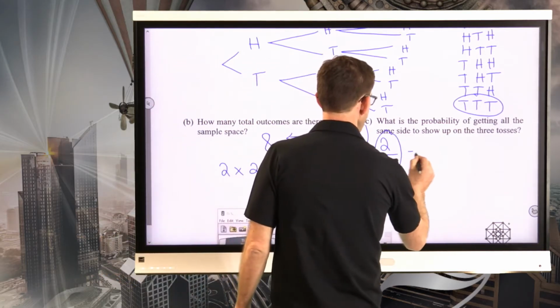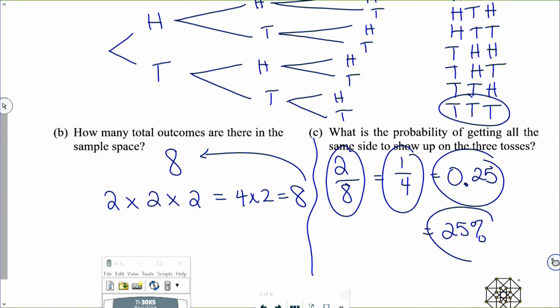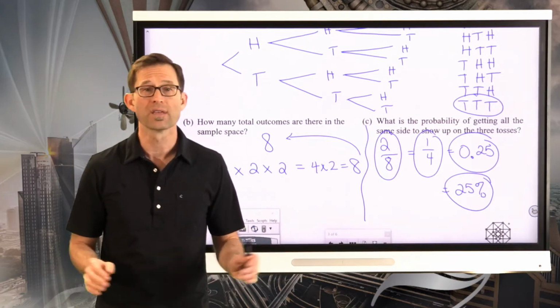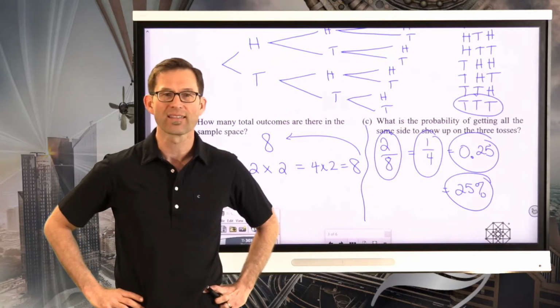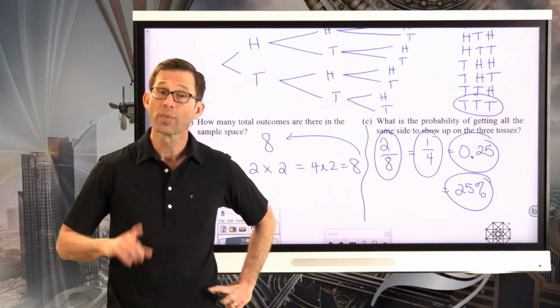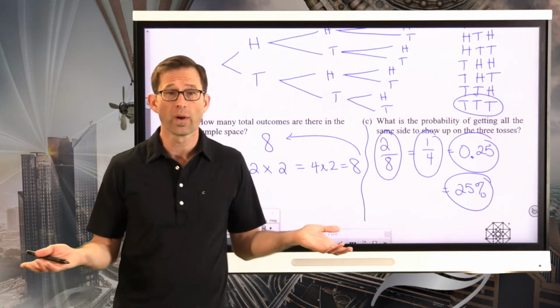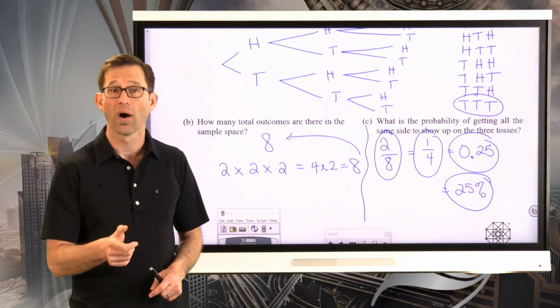If you really wanted to, you could reduce it down to 1/4. If you wanted to change it into a decimal, you could, 0.25 or 25%. And you can imagine tossing 3 coins and getting all heads and going, wow, can't believe they all turned out to be the same. Man, that's probably pretty unlikely. But in fact, it's actually 25%, right? There's a 25% chance that you could get all of the same thing showing if you toss 3 coins.